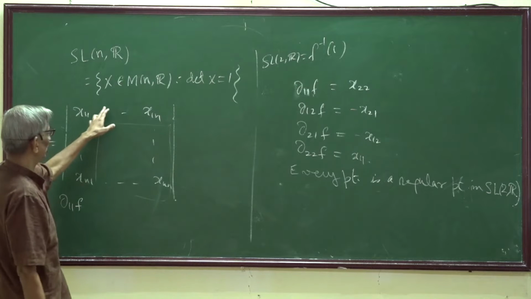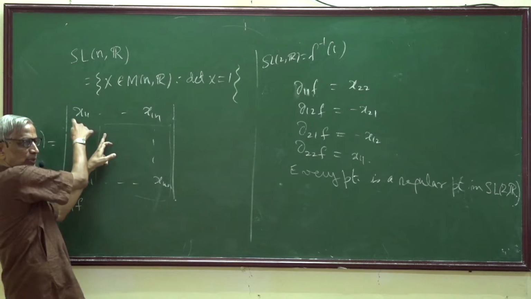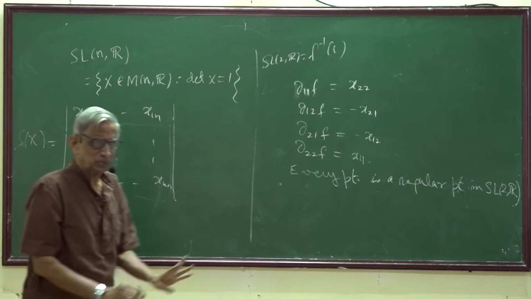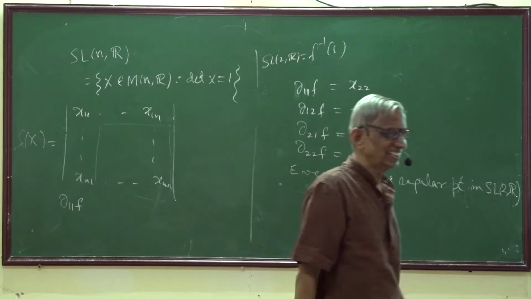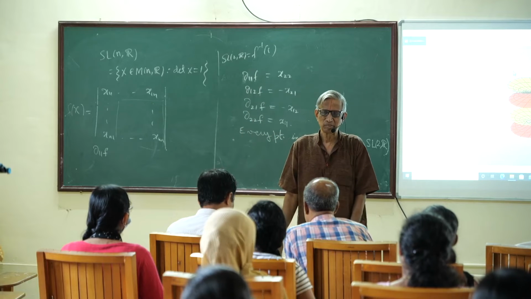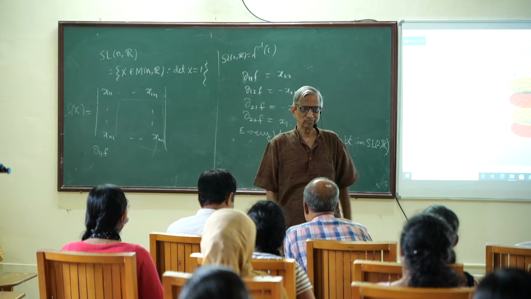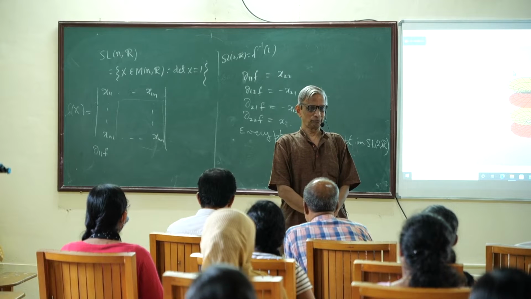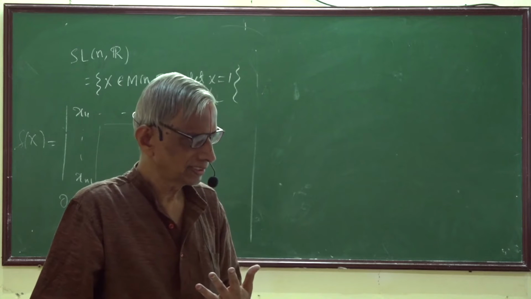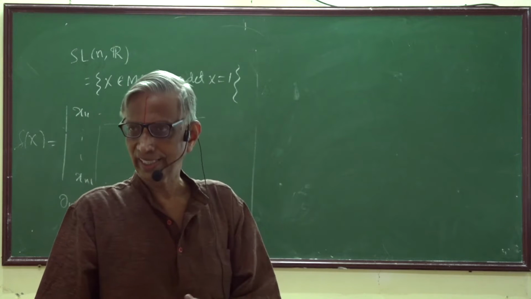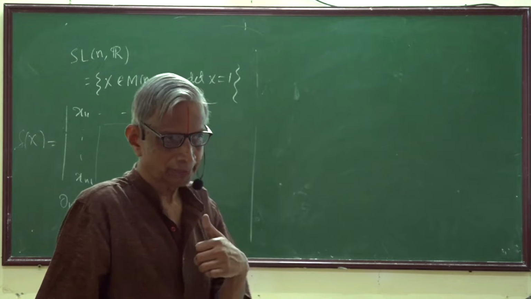Every time. So if you expand by second column, there will be an x11. So writing down these things is... but how do you differentiate without expanding? Have you seen it anywhere? Or do you have any idea about how to go about it?